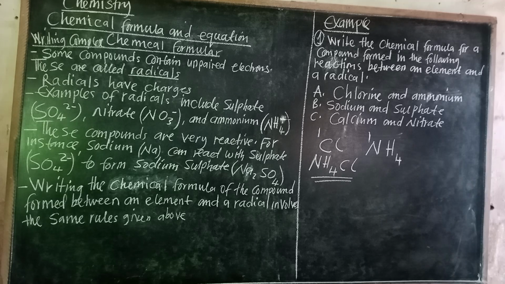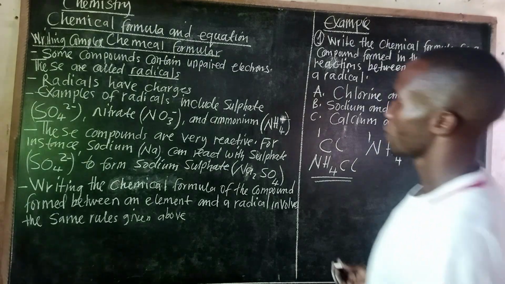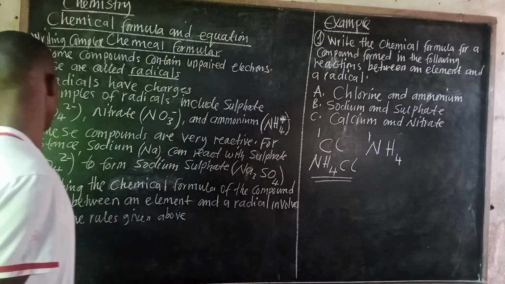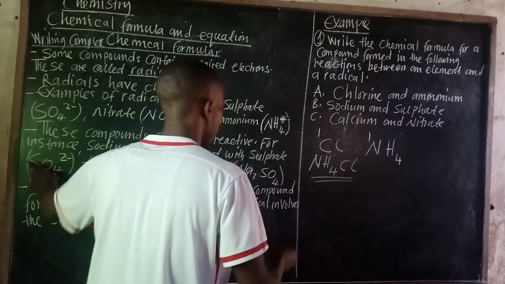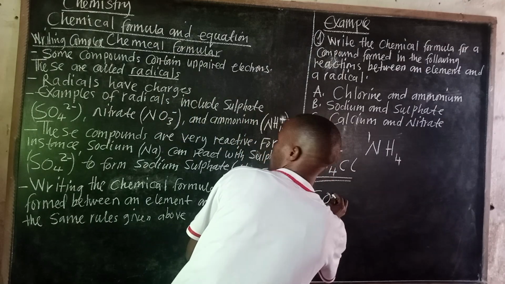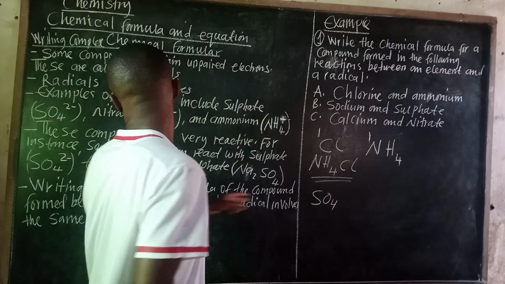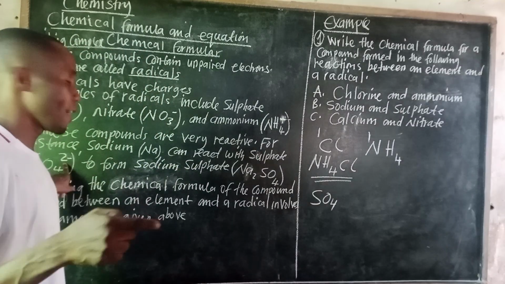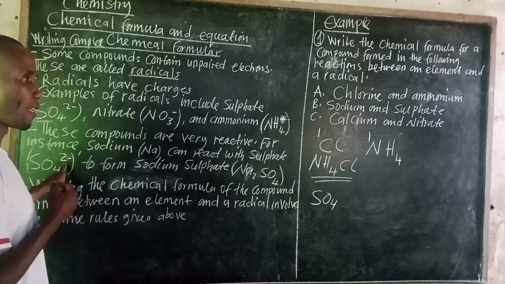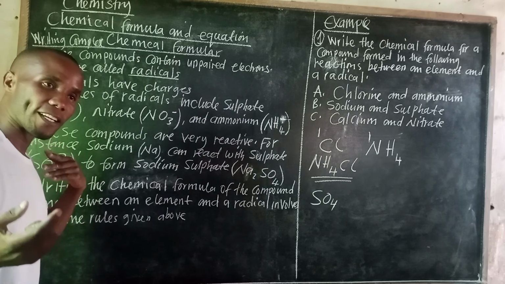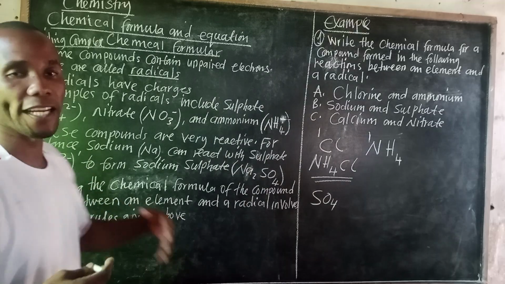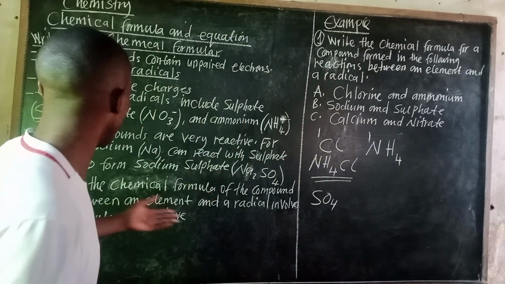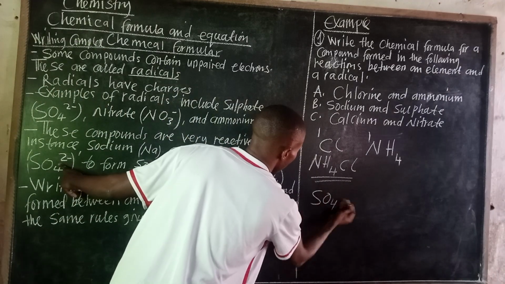Again from there we go to question 2, sodium and sulfate. We know the chemical formula for sulfate, so let's just write it directly. For sulfate, the valence is 2, because it is negative 2 charged. The charge itself is the one which acts as the valence, as I said in the first one. So here it's 2, and you write 2 here.